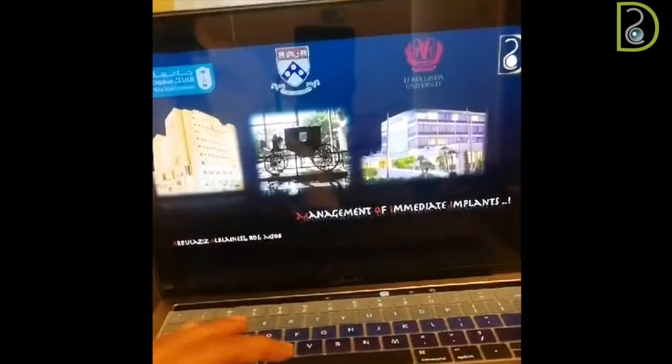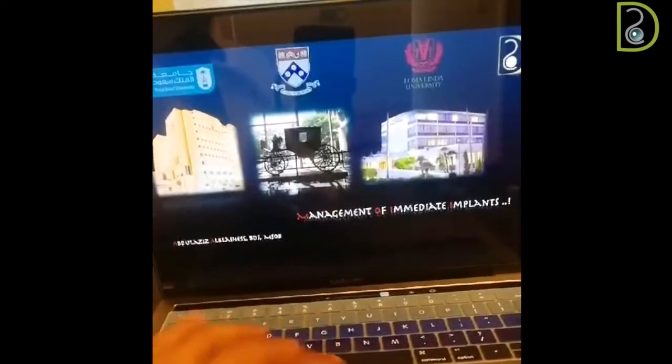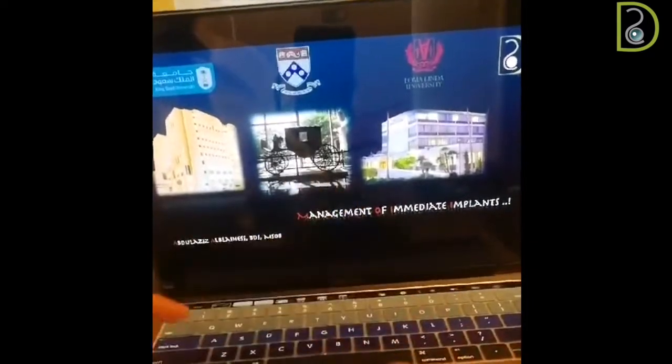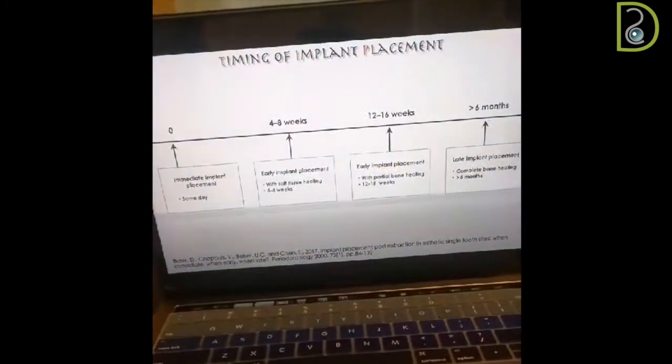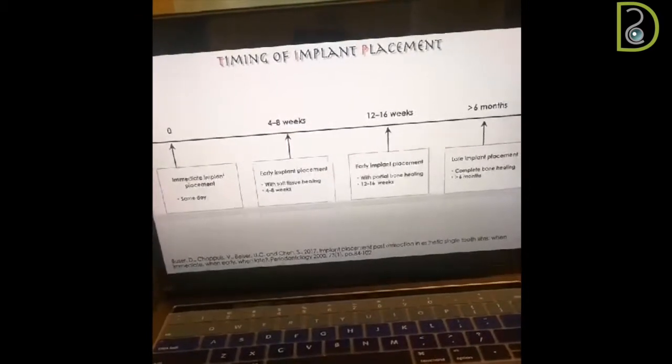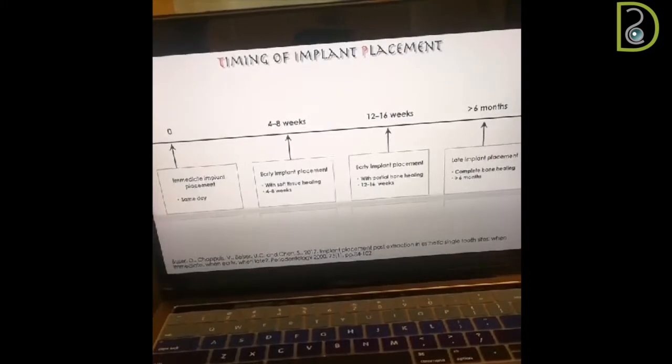So, as I said, today we're going to talk about the management of immediate implant. And before we start talking about the cases and discussing the different scenarios, we should know what immediate implants mean. The literature showed multiple definitions and terminology used for the timing of implant placement. However, Buser's group standardized this terminology so we can use it easily in our studies. So he classified them into four main categories.